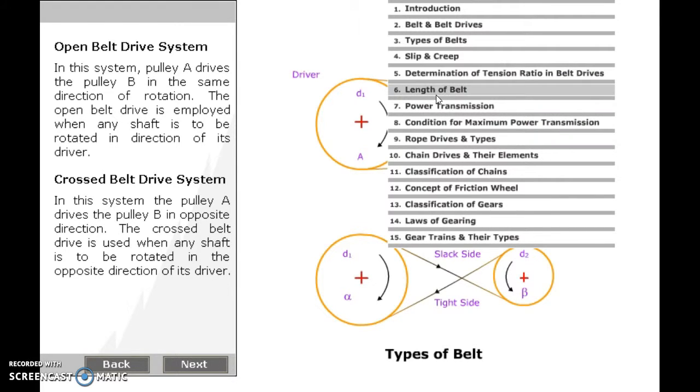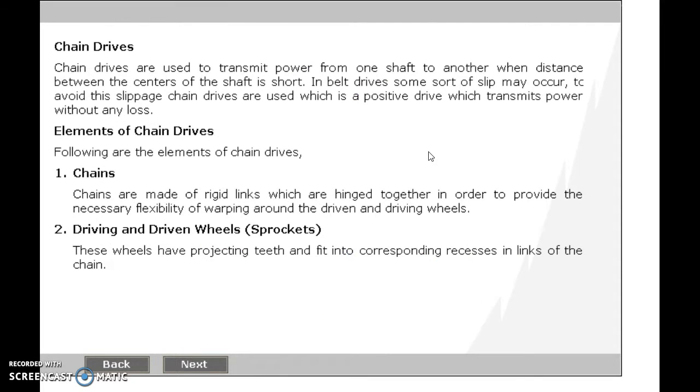Let us discuss the next transmission, chain drives. Chain drives are used to transmit power from one shaft to another when the distance between the centers of the shafts is short. In a belt drive, some slip may occur. To avoid slippage, chain drives are used, which is a positive drive that transmits the power without any loss.